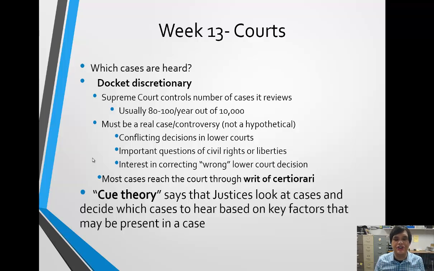And Q theory says that justices look at cases and decide which cases to hear based on a number of key factors that may be present in the case. So the Supreme Court ultimately loves conflicts and it loves controversy. It loves deciding on those sorts of cases. It also loves deciding on real issues that may have an impact on the United States now. That's ultimately what Q theory says, that justices will look at a number of key factors present in the case and ultimately select those cases based on if there's something conflicting or controversial, or they are interested in correcting a wrong decision, things like that. That's ultimately what Q theory states, and it decides which cases are heard.